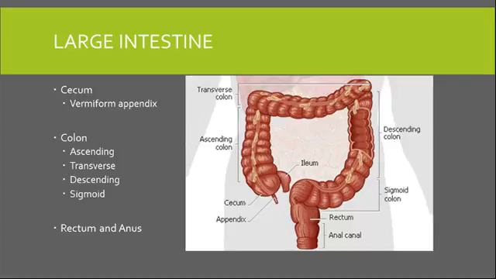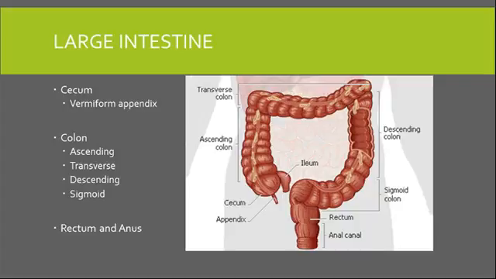Here we can see the parts of the large intestines. The cecum has the vermiform appendix that hangs from it. From the cecum, we move to the ascending colon. We move across our abdomen through the transverse colon. We move down the descending colon, and we get to an S-shaped part known as the sigmoid colon, and then our rectum and anus.